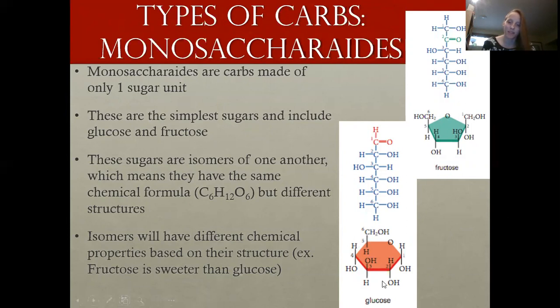So this picture here, this ring is a single glucose unit. This is a single fructose unit. The images above them are just what it would look like if you unlatched the circle and stretched it out into a straight line. These sugars are isomers of one another, meaning that they have the same chemical formula, but different structures. So you can see by looking at them that they do look different, but they both have 6 carbons, 12 hydrogens, and 6 oxygens. The properties of isomers are going to be different from one another. The structure does matter, not just the chemical formula. So for example, fructose is sweeter than glucose.